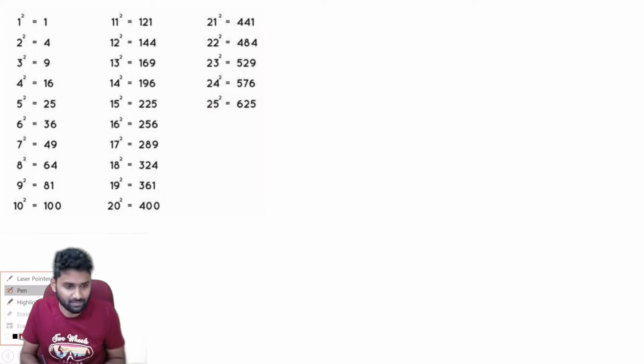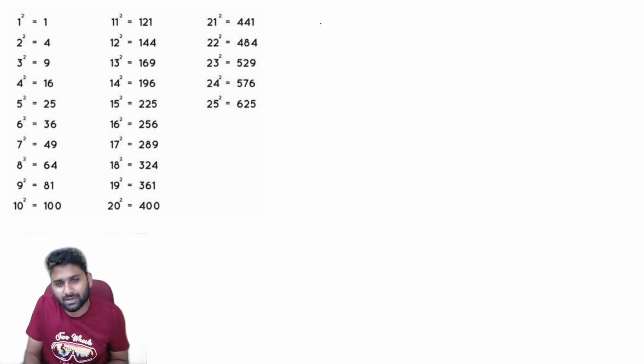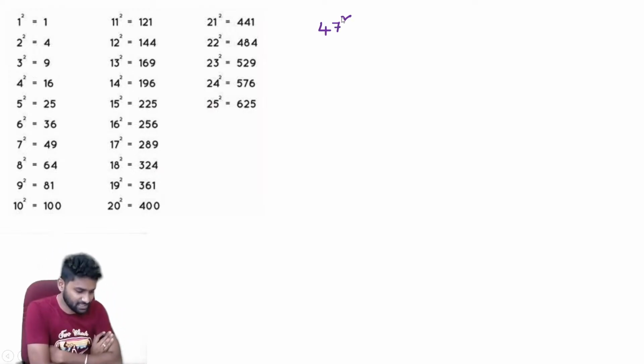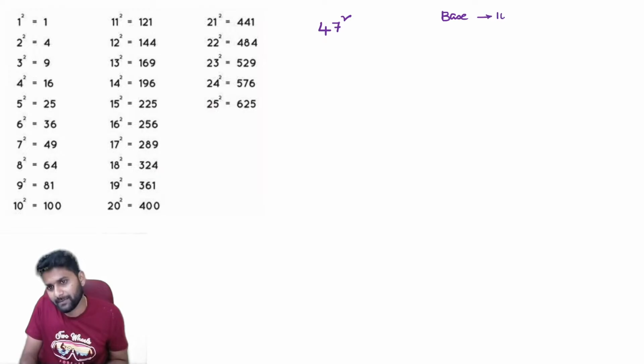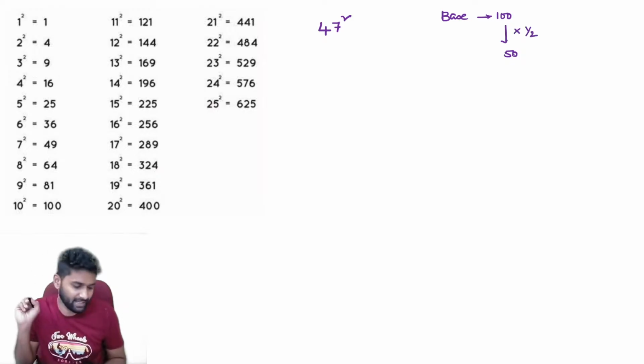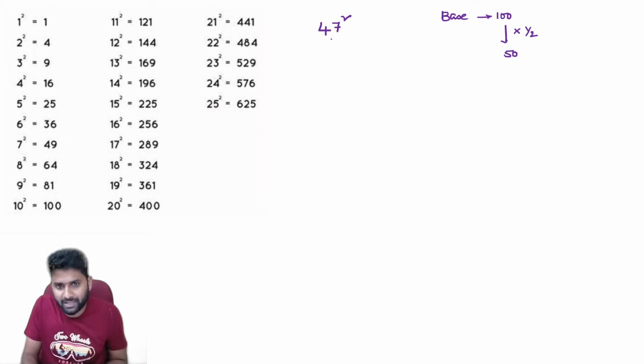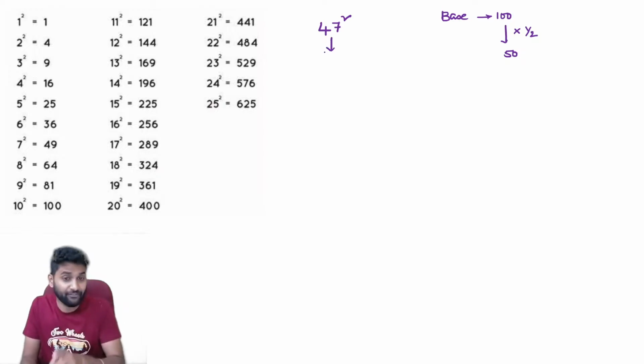Let's take one more example. I will help you out. Sir, 47 square. What is the answer for 47 square? Now, instead of 100, I'm taking 50 as a base. Means if 100 is multiplied by 1 by 2, you will get 50. Now 47 is less than 50 by 3 units.